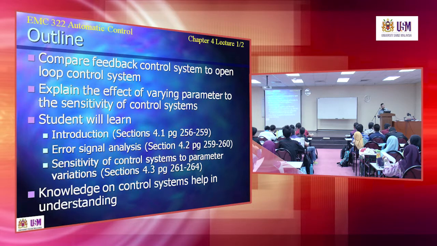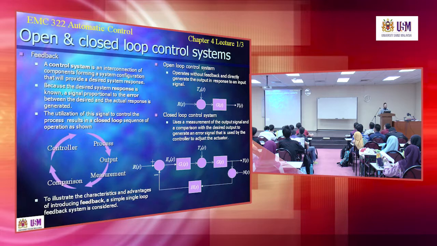I hope the knowledge that you have learned from chapter 1 and chapter 2 will help your understanding of this chapter. Let's look again at the open loop and also closed loop control system. Last time when we talked about the closed loop control system, we talked about the addition of a feedback element in the control system.